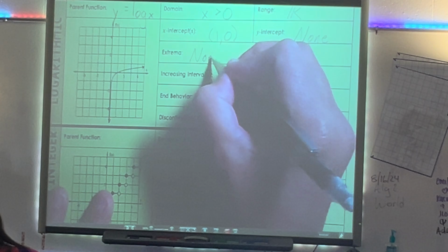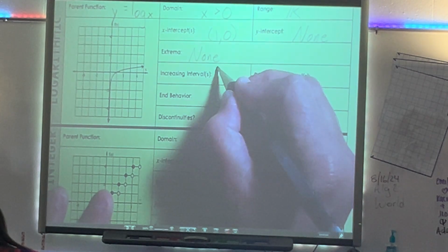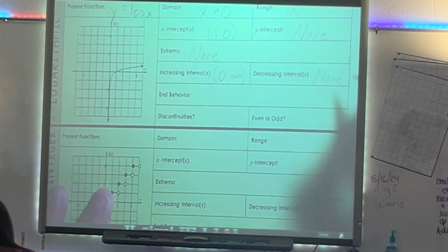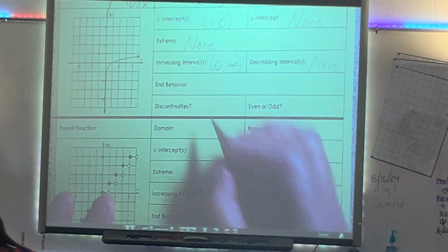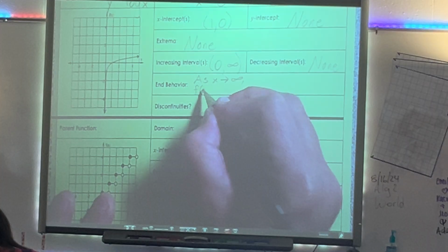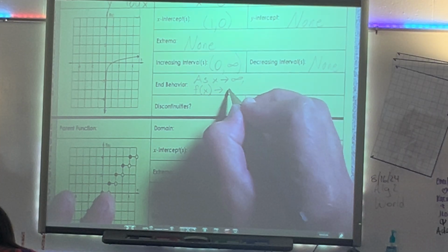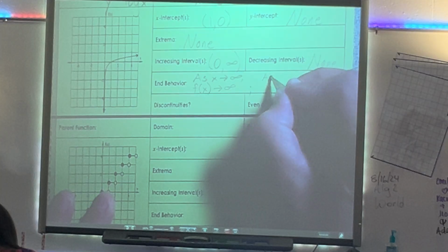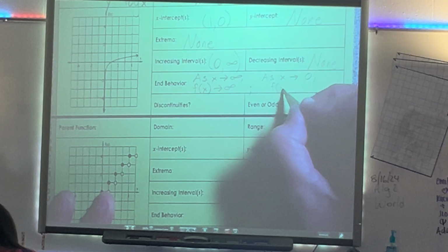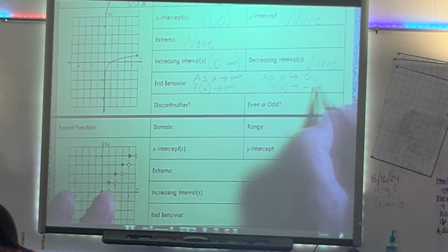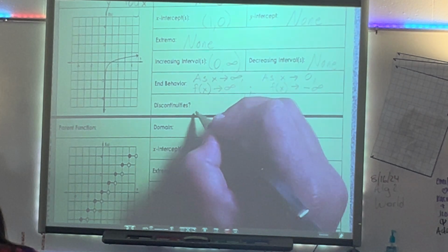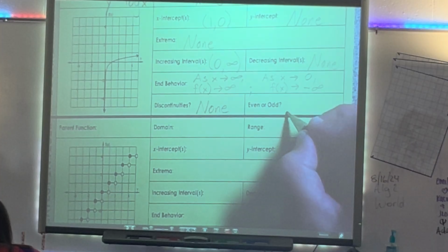Extrema, there are none. We are increasing on this one from 0 to infinity. It does not decrease at all. End behavior: as x approaches infinity, f of x approaches infinity. And on the other side, as x approaches 0, f of x approaches negative infinity. Y'all okay on that one right there? A little bit tricky. There are no discontinuities, and it is neither even or odd.